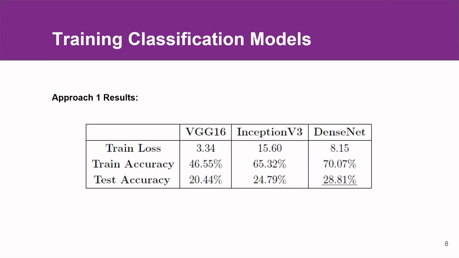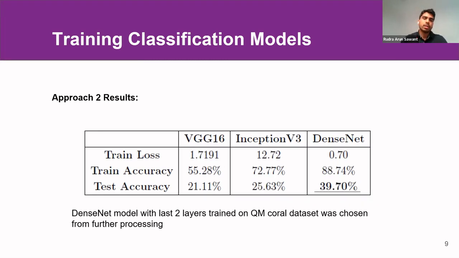Okay, and then the results of the first approach were as follows. Max test accuracy was around 28.8%, which was pretty bad. But then when we trained two of the last layers, we got around 39.7% test accuracy. This test accuracy was obtained for the DenseNet model, which was the best test accuracy we got in both the approaches. So we decided that this model performed the best on the image classification task on corals.